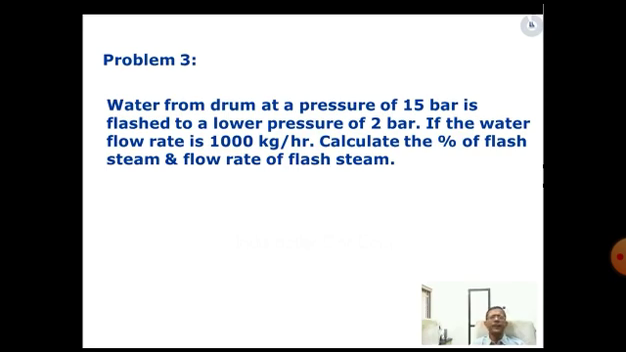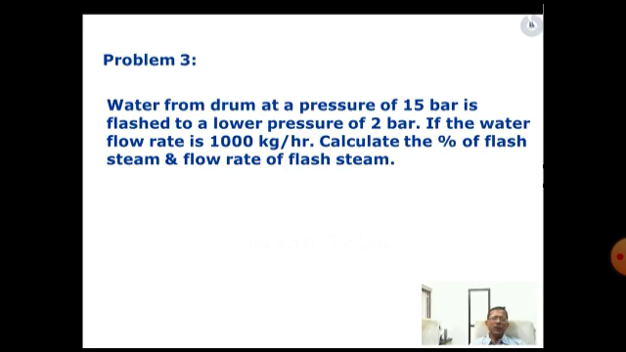Now I believe you are aware of the flush tank for the CBDs, which you usually find in the field, right? In that case, the CBD water from the drum is taken down to a tank at a lower pressure. Here the lower pressure is 2 bar and the drum pressure was 15 bar, and some amount of saturated water will flush into steam, right? They want us to find the percentage of that flushing and the flow rate, if 1000 kg per hour is the flow rate for the blowdown.